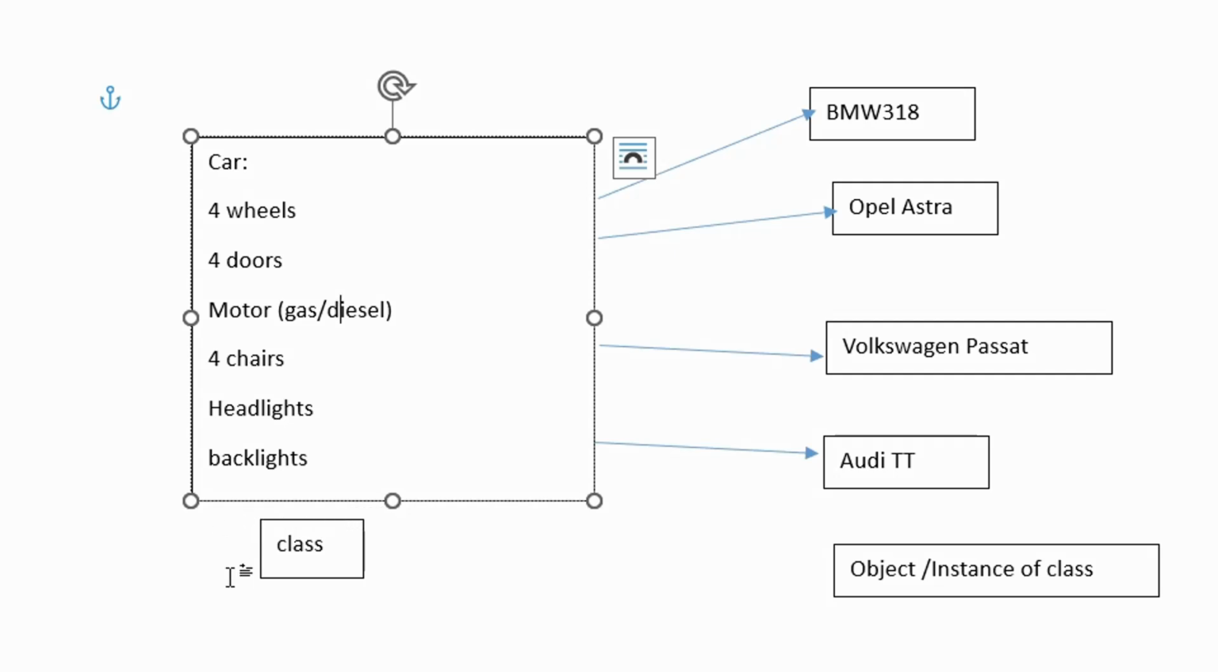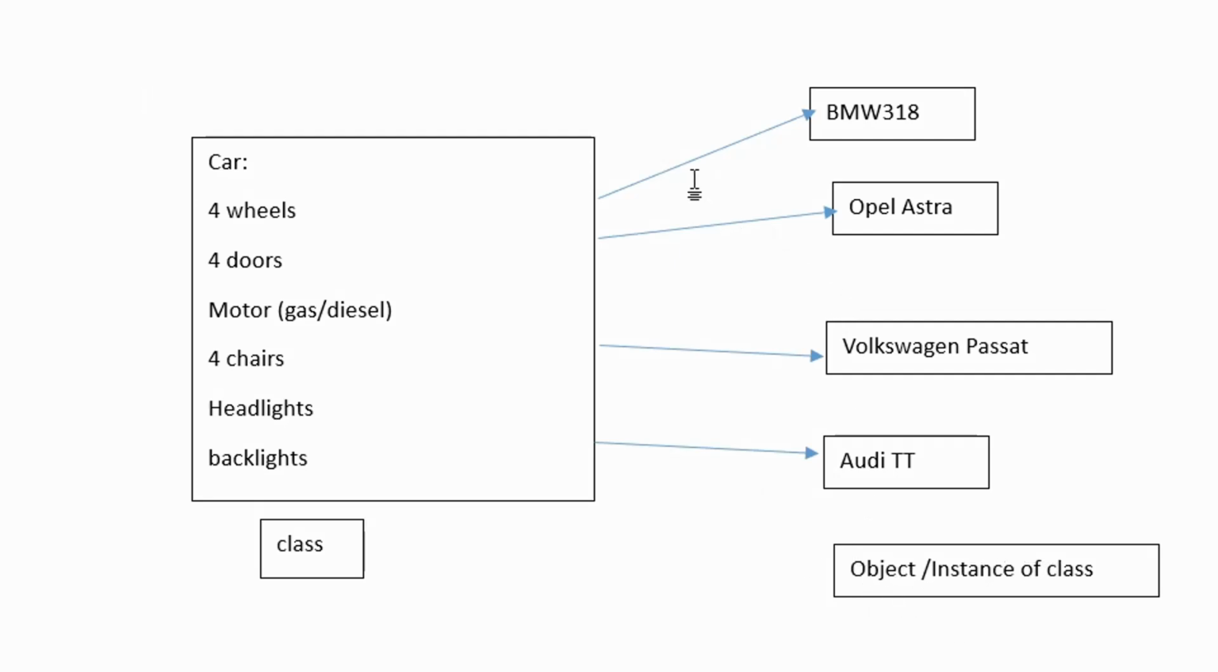So a class describes properties of a certain thing, and in C++ we also have functions which we call methods that can execute things within the class. But I'll show that later. Well, if we have a description of a class, then it's possible to create an object of that class or an instance of that class.